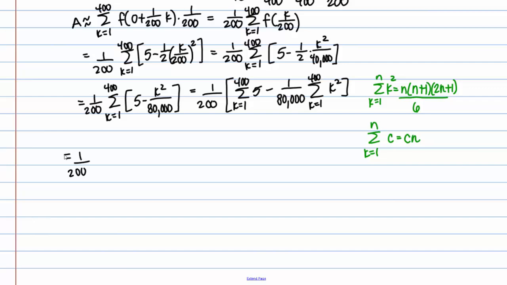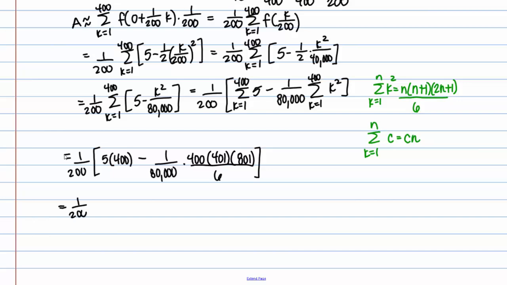So I have the sum of 5. Now that's a constant, so it's going to equal that constant times n, and n is 400. So that's going to be 5 times 400 minus 1 over 80,000 times k squared with n equals 400. So n is 400 times n plus 1 should be 401 times 2n plus 1 should be 801, and that's all over 6. And from here, it's just plug and chug in your calculator. So let's see.